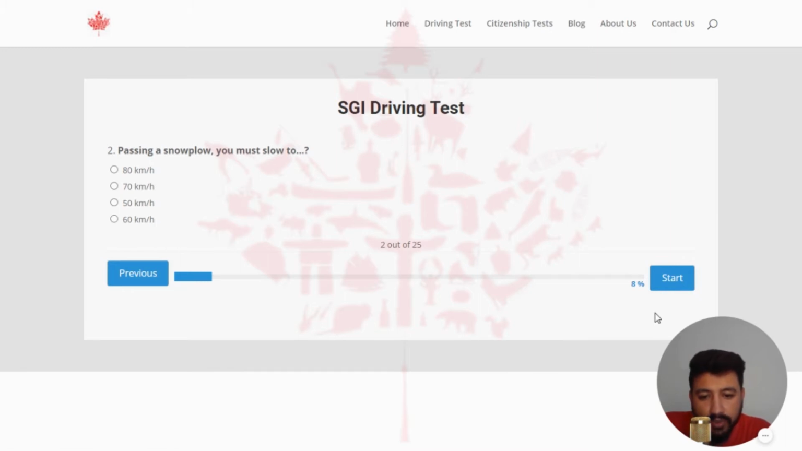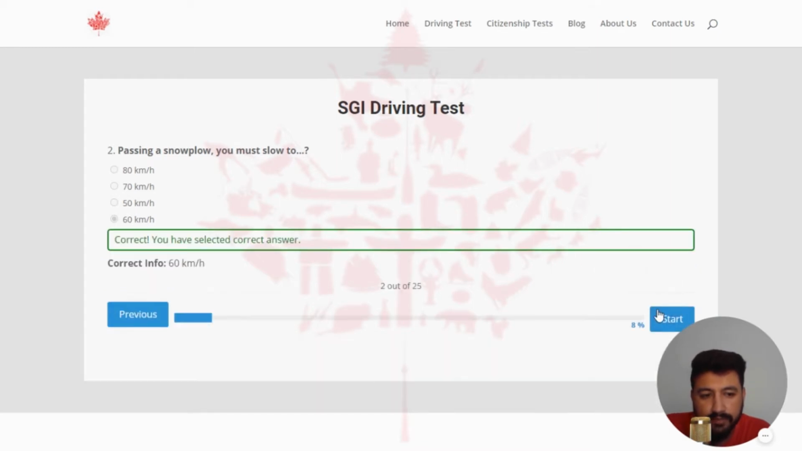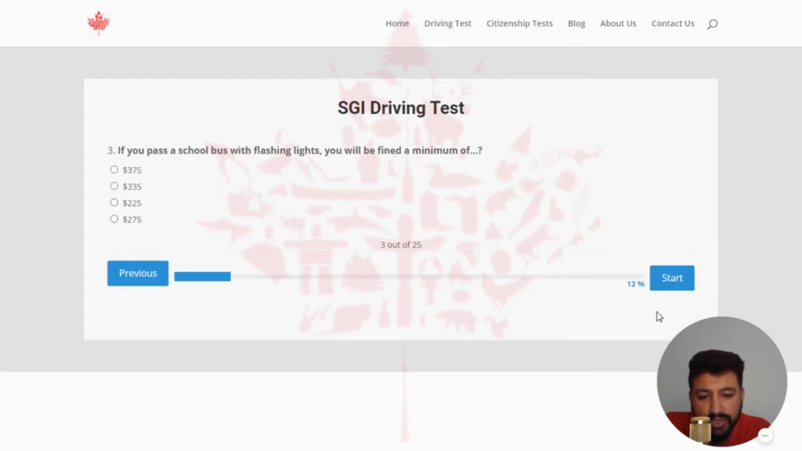Next. The second question of quiz number 1 is, passing a snowplow, you must slow to. The right answer of this question is 60 kilometers per hour. So I'm going to select the last one. Next. The third question is, if you pass a school bus with flashing lights, you will be fined a minimum of. The right answer of this question is $335. So let's click on the second one.